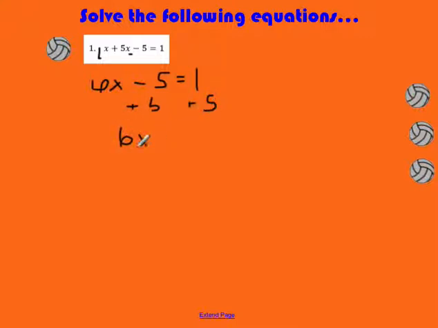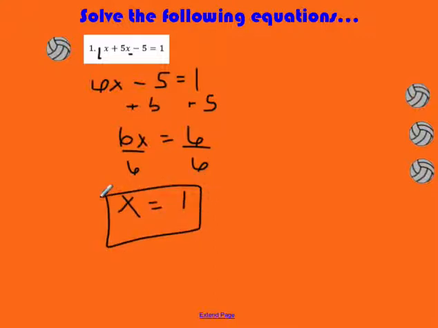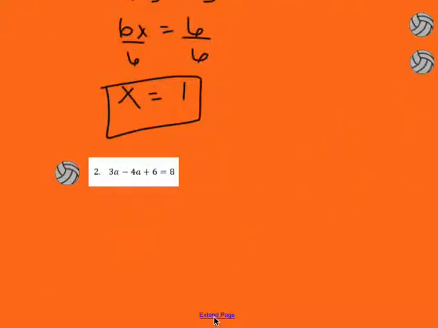So then I end up getting 6x is equal to 6. Now that 6x right there is the same as 6 times x. So then I'm going to go ahead and divide both sides by 6. And 6 divided by 6 is 1. So for this first one, I end up getting that x is equal to 1. Let's go ahead now and take a look at number 2.